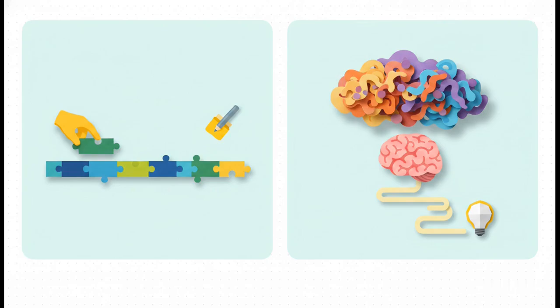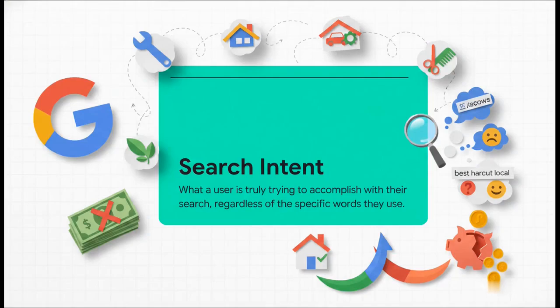Simple. But now, Google's AI has gotten so smart that it doesn't just match words anymore. Nope. It tries to match the meaning or the intent behind the search. Google is basically trying to guess what the user really wants, no matter what they actually typed. And this one idea, search intent, well, it's everything now.